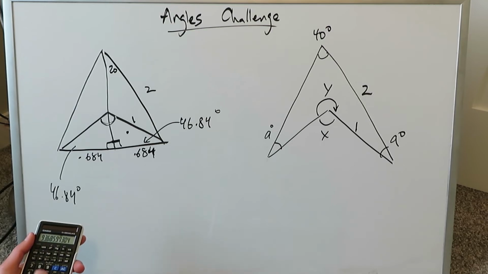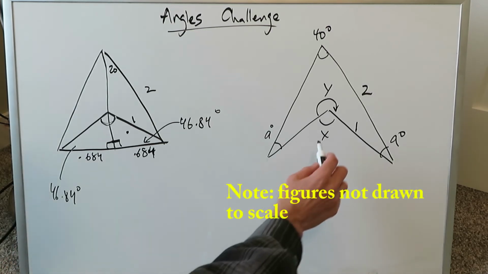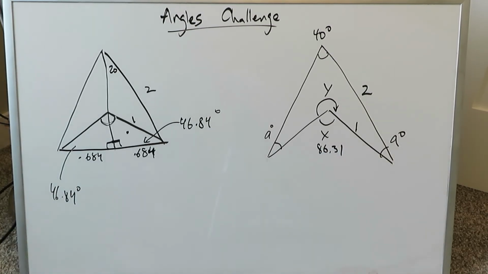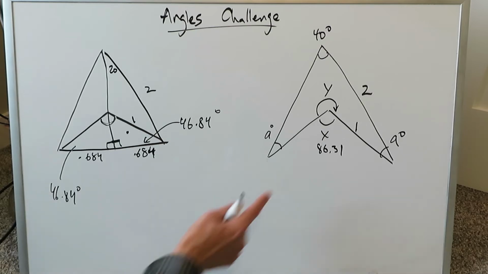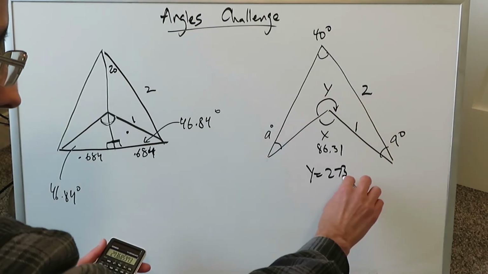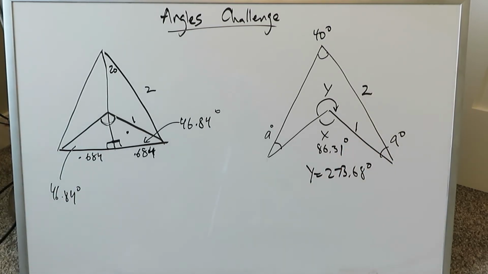46.84 times 2 minus that from 180, I get 86.31. X over here is equal to 86.31. Now from this X I can easily determine the Y, because all of this represents a complete circle. I can minus 86.31 as a negative number, but from a positive 360, and I'll get a Y value here, 273.68 degrees. So we've gotten a good bit of information over here.